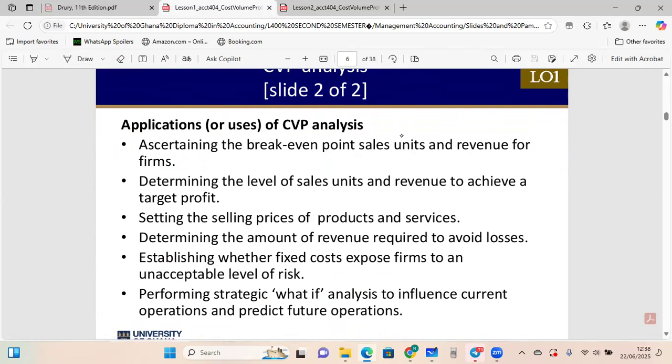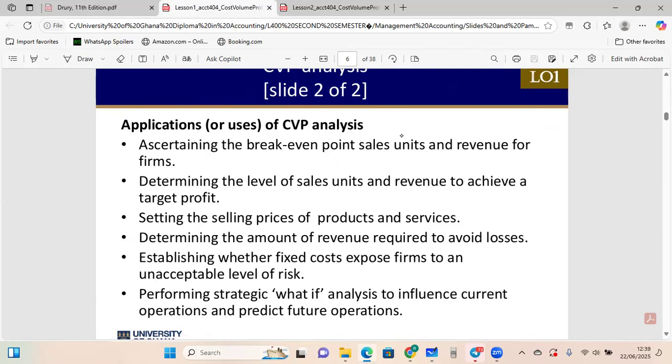So that's it. If you've known your break-even point, basically, then you can achieve or know your target profit. Since maybe your break-even point is this particular unit, you know that when this additional unit is being produced, this is the profit I'm going to make. It's also helping in setting certain selling prices of products and services as well.